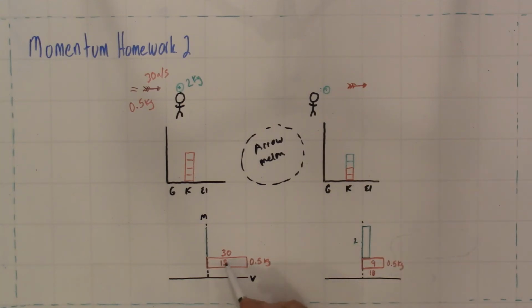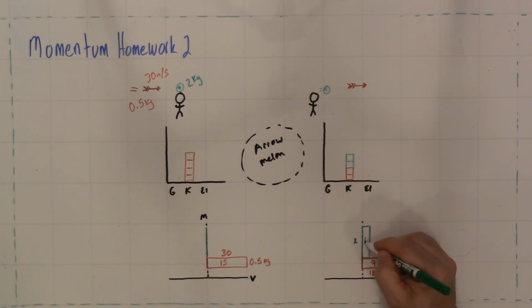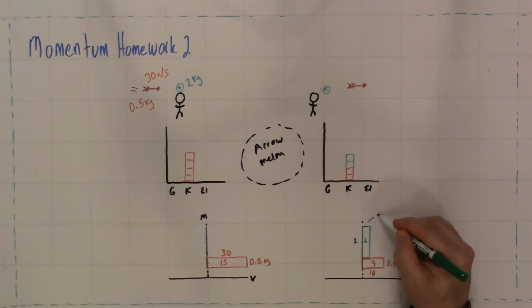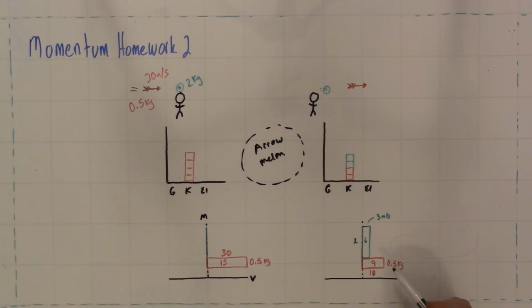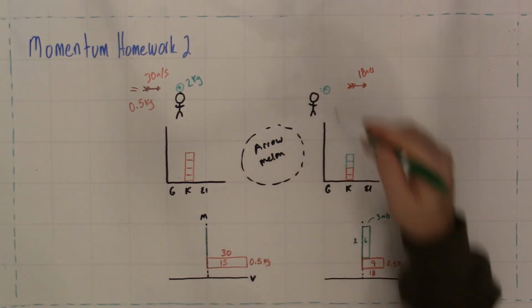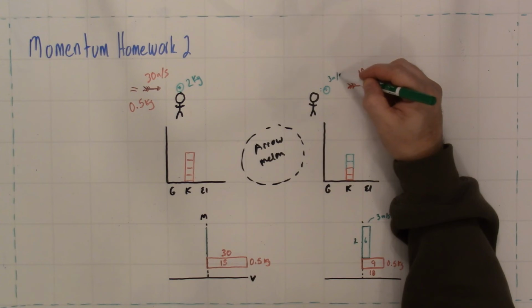Well, the total area here is 15. I have 9. What else do I have to have here? It must be 6. If the area is 6 and the height is 2, what does the width have to be? 3 meters per second, which means that in the after picture, this is moving at 18 meters per second, and the melon is moving at 3 meters per second.